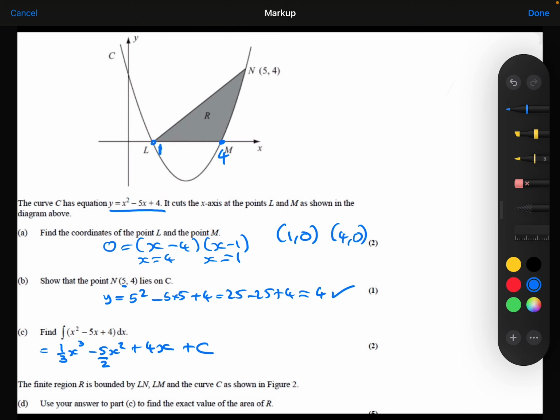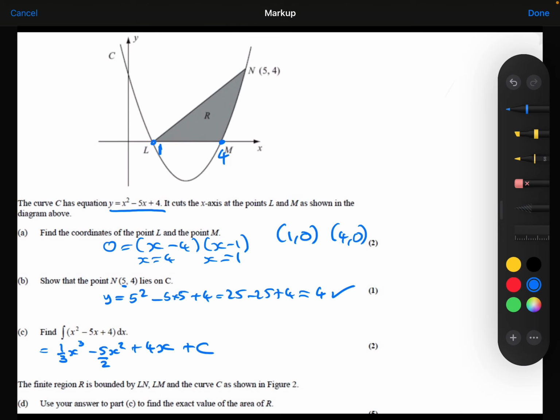We're then told that the finite region R is bounded by the lines LN, LM, and the curve as shown in figure 2. We need to use our answer to part C, so the integral, to find the exact value of the area. So we need to find the shaded area R.